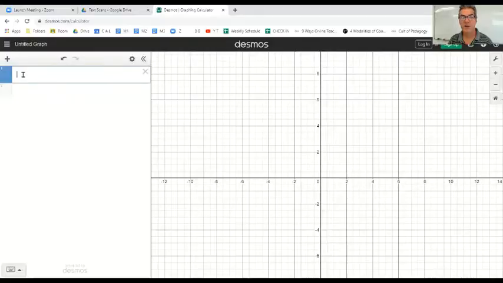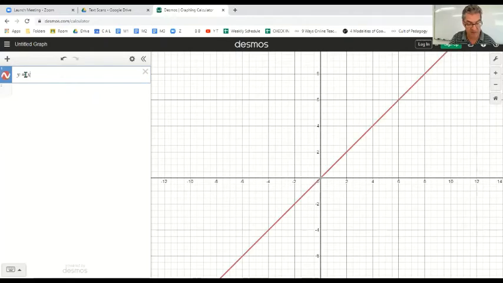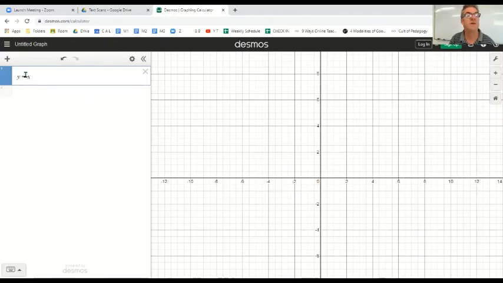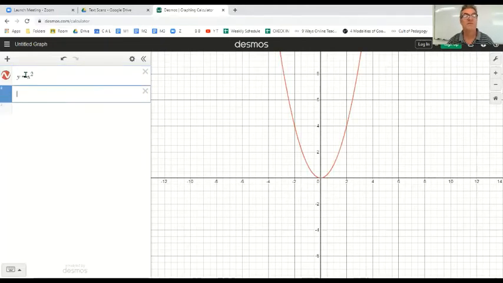Okay, so let's jump into Desmos and play around with some quadratics. On the left here is a little line where you can enter in any kind of function that you want. So I'm going to go ahead and put in y equals x. We use the caret, which is the shift of the 6 key, and that allows me to put in my squared. And so you can see here, now I have your basic parabola. This is the y equals x squared parabola.